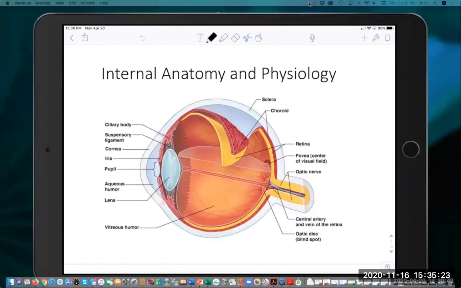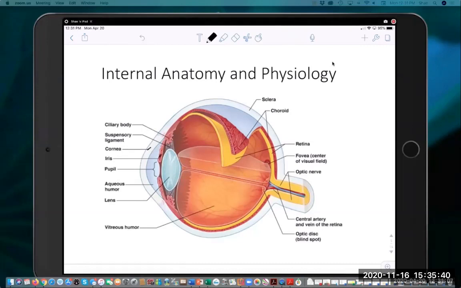So we also have the anterior chamber. That's basically that bubble-like portion of the front of the eye that is between the iris and the cornea. So here you have the cornea, and then here you have the iris, okay?